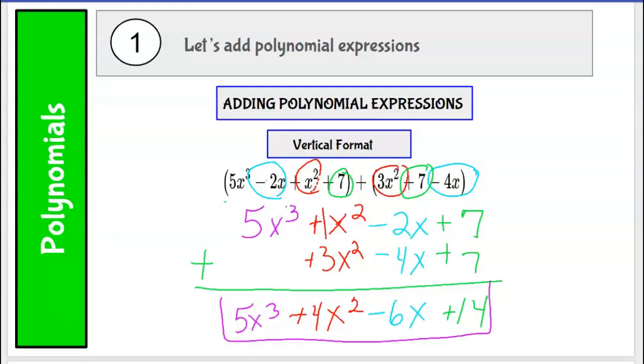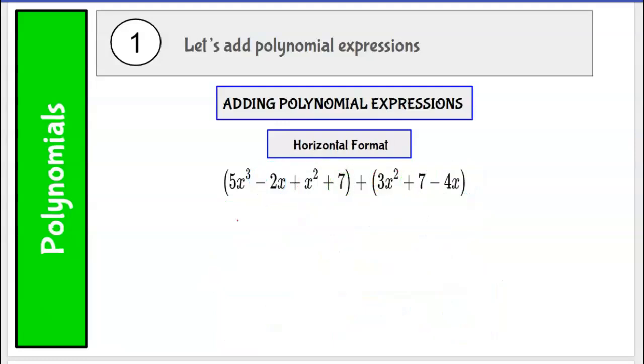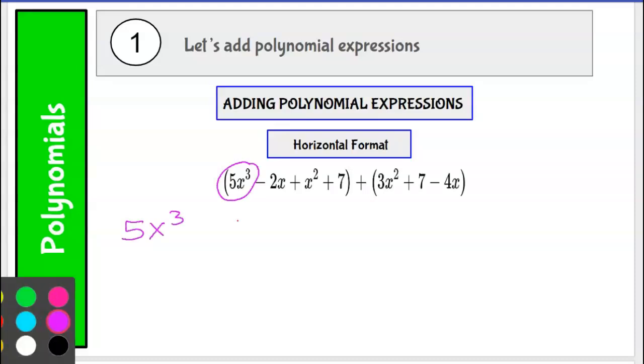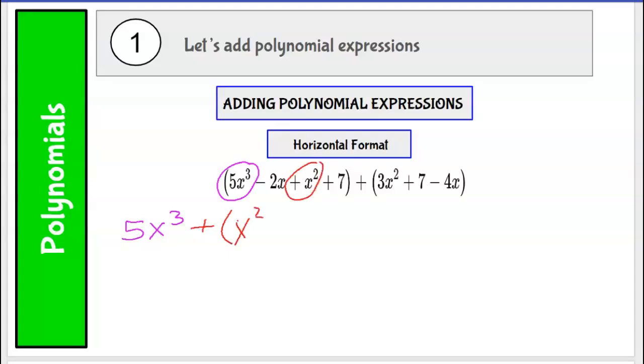Now we're going to look at the same problem, but we're going to do it in horizontal form. In horizontal form, you group like terms. So we only had the one 5x cubed term. We did not have an x cubed term in the second parenthesis. So then we're going to go with the x squared terms. So putting those in parentheses together, we have positive x squared there, and we have a positive 3x squared there.